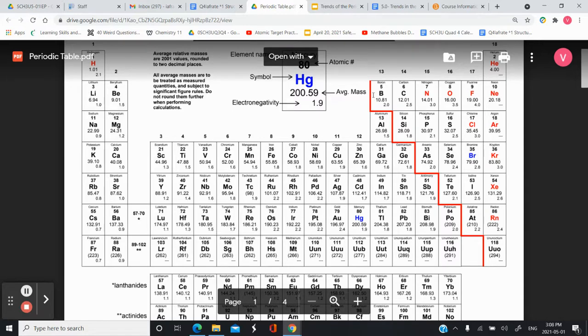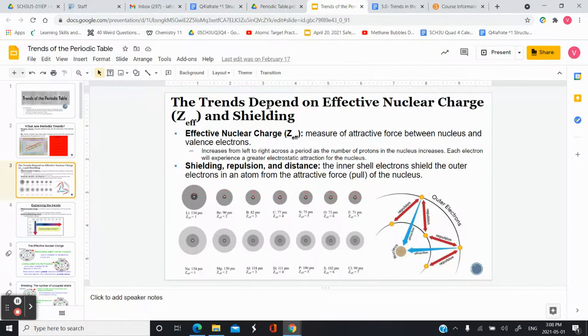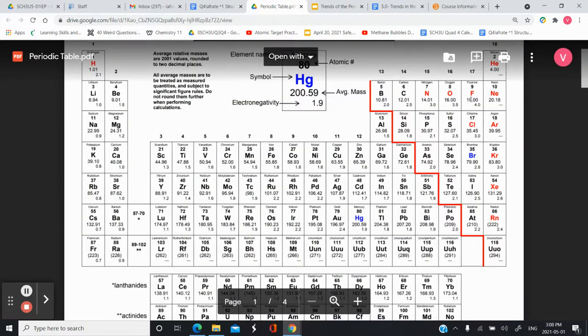So since there's more protons, they can pull or hold on to those valence electrons. They have a stronger hold on those valence electrons compared to something that has fewer protons. So that's why the effective nuclear charge increases from left to right. So that being said, for example, the valence electrons of fluorine will experience a greater pull towards the nucleus than the valence electrons of nitrogen, which only has 7 protons, whereas fluorine has 9 protons, so 2 more positive charges to really pull them in.